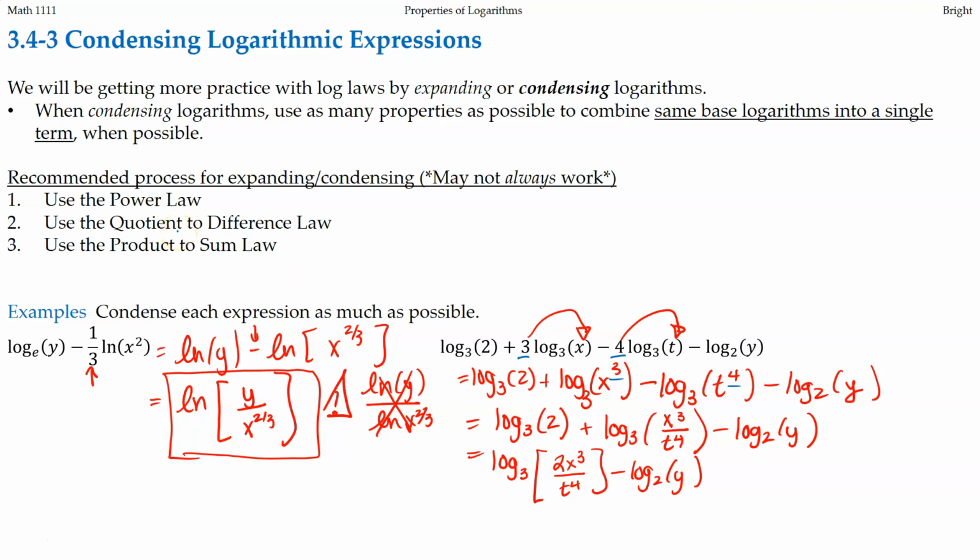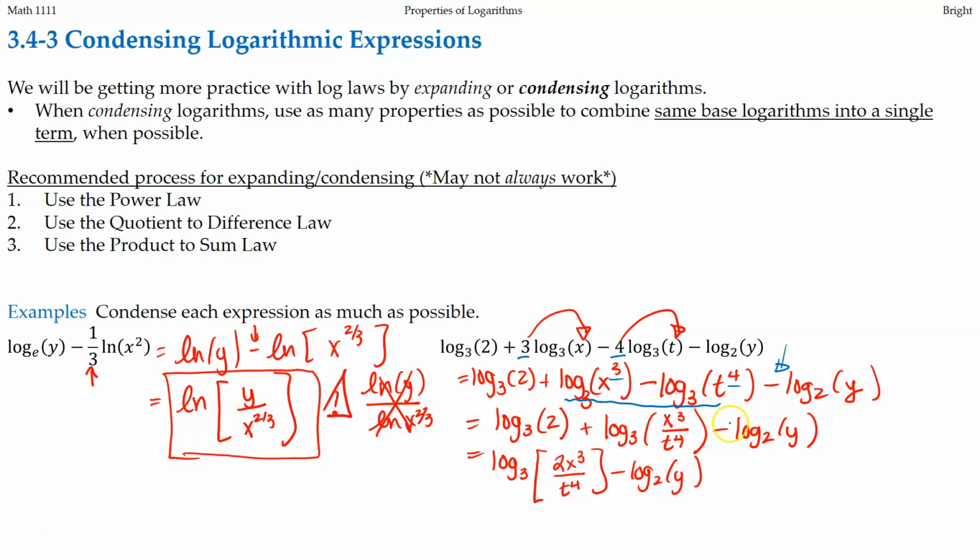Power law, are there any more coefficients? Nope. Okay, moving on. Quotient to difference. Is there a difference? Yes, there is a difference here and actually here as well. But I'm going to go slow, so if you can do multiple of these steps at once, hey, great. Just be careful, sometimes you go too quickly and make errors. If you do this difference first, that would be x to the third over t to the fourth inside the logarithm. We can do that because we have the same bases. Both of these are log base 3.